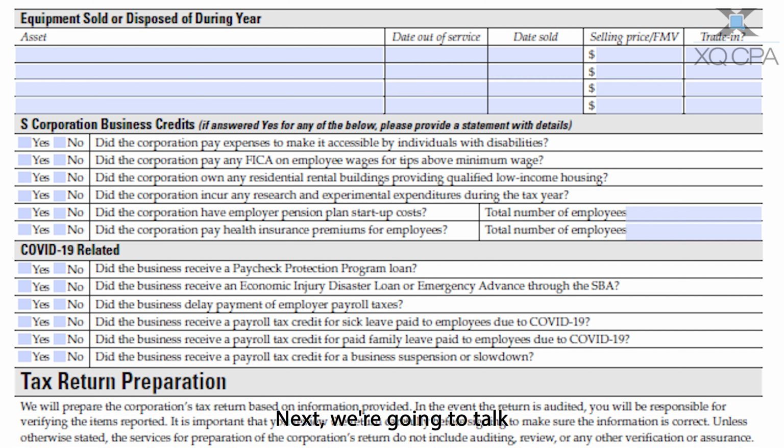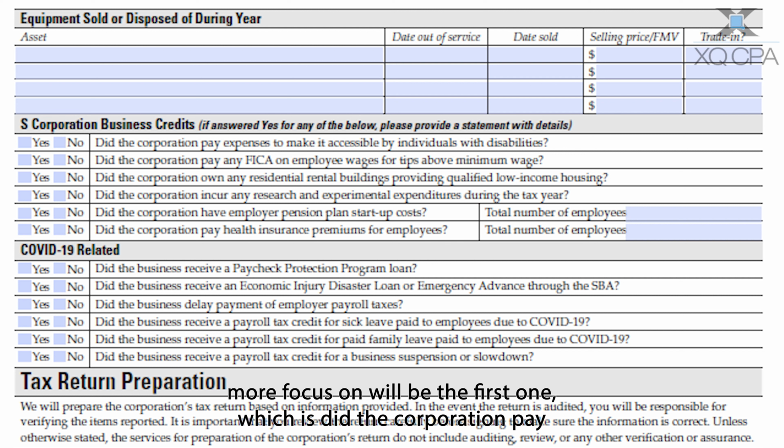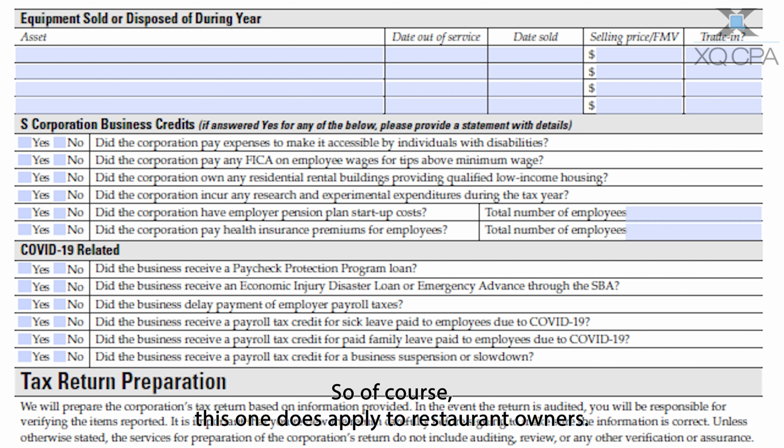Next, we're going to talk about S-Corporation business credits. So within this section, the two questions I want to put more focus on, the first one, is: did the corporation pay any FICA on employee wages for tips above minimum wage? Of course, this one does apply to restaurant owners. So if you do, then of course you will be eligible for the business credit here.